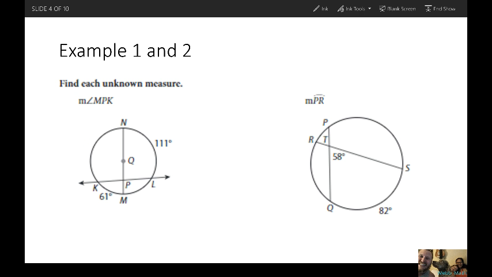So in example 1, we're going to find angle MPK. So MPK is that guy right there. All right, so let's talk about the two arcs that we do have. So we have MK, that was given to us.